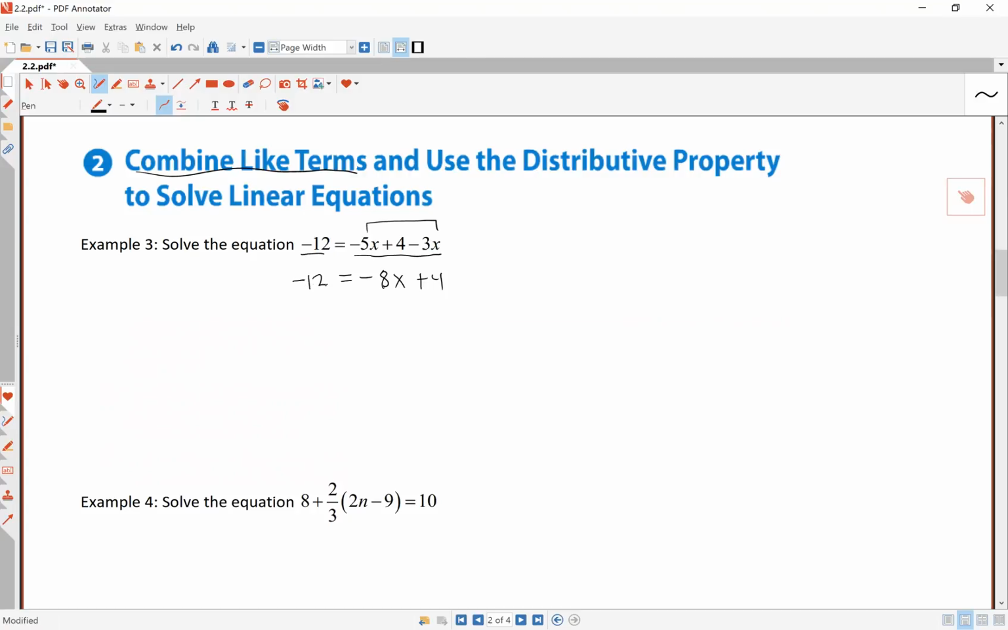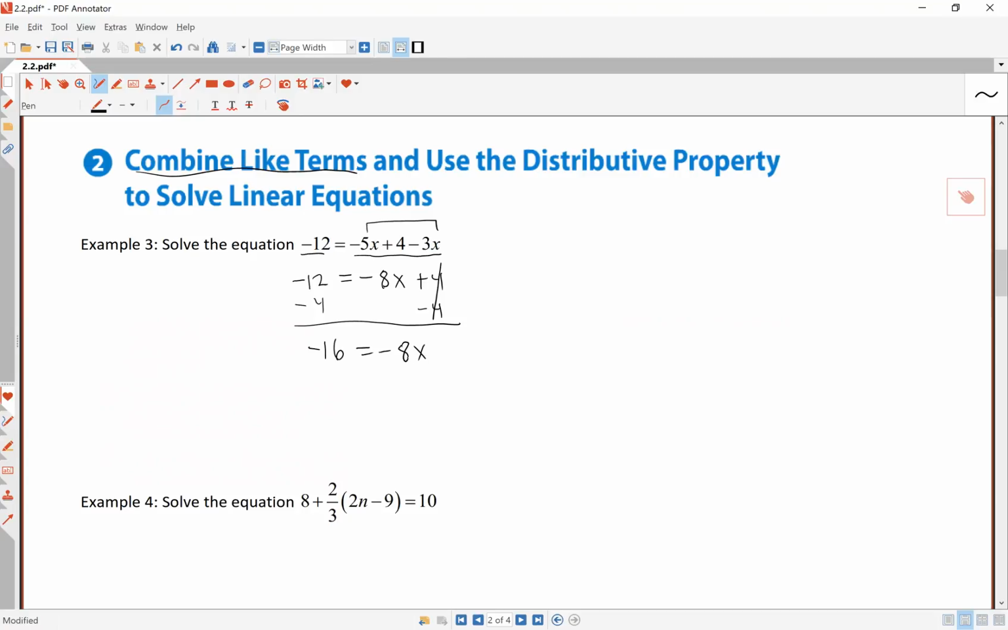And now we have something from Objective 1. We have two things happening to x, multiplication by negative 8 and addition of 4. So we always undo the addition first by subtracting 4. Those cancel, and we're left with negative 16 on the left and negative 8x on the right.